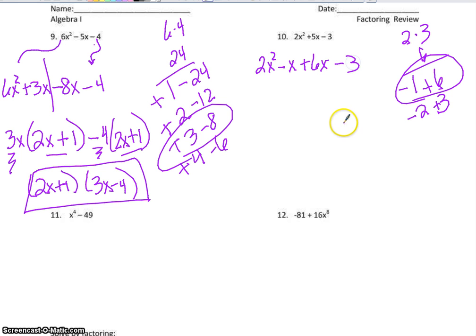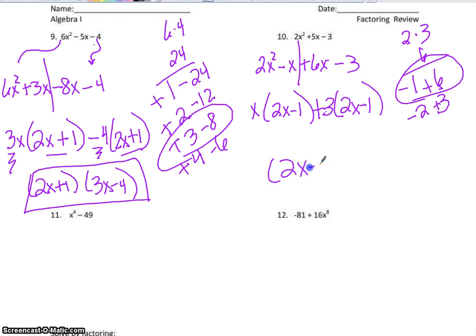Bring down your -3. Cut it in half. These both have an x, so we're going to pull that out, and it leaves me 2x minus 1. Plus, these both divide by 3, and it leaves me 2x minus 1. So my answer is 2x minus 1 and x plus 3.